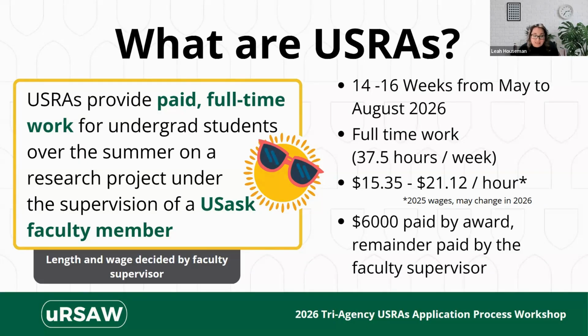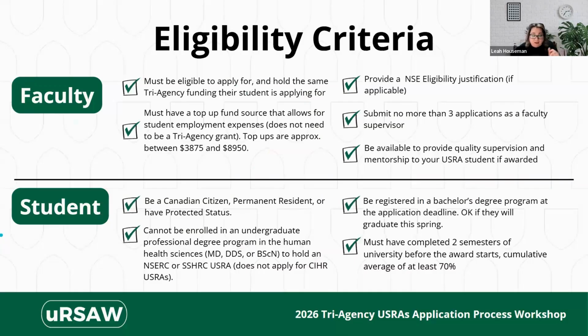And then $6,000 is paid by the USRA award, and the remainder to pay the student the wage for the amount of time that y'all have decided comes from the faculty supervisor. The faculty supervisor must be eligible to apply for and hold the same tri-agency funding that the student is applying for. So if the student is applying for an NSERC USRA, the faculty member must be eligible to apply for NSERC funding. They don't have to currently hold NSERC funding, but they have to be eligible to apply.